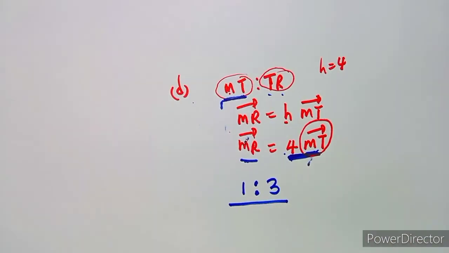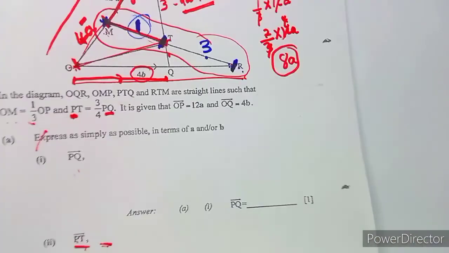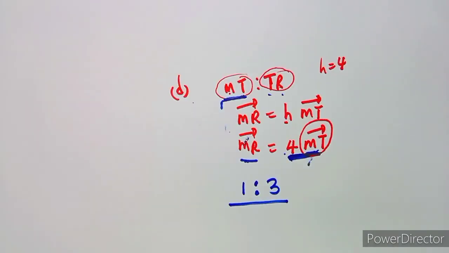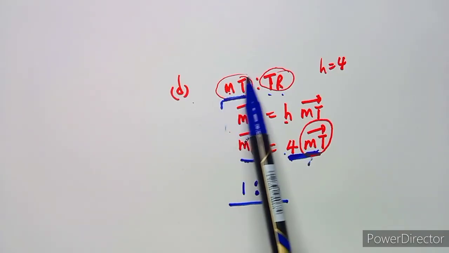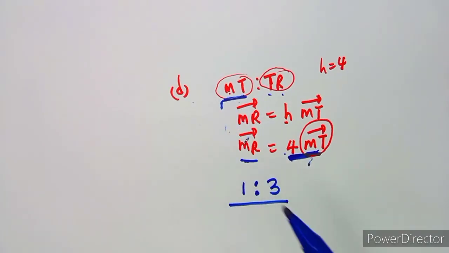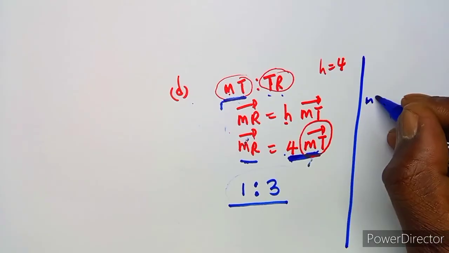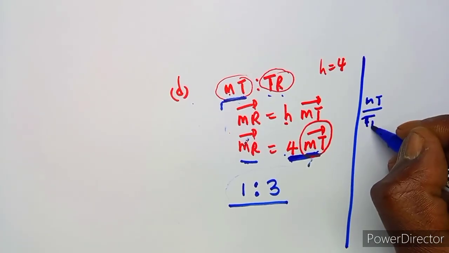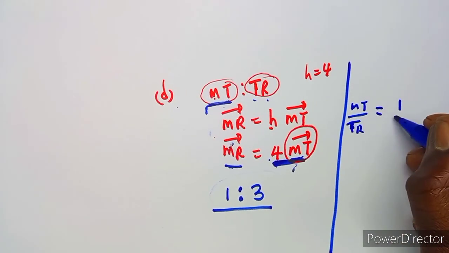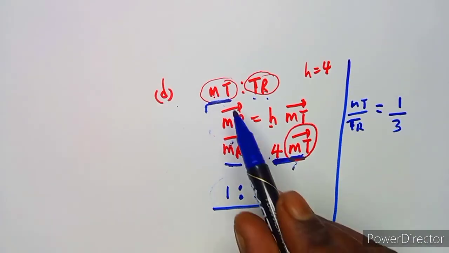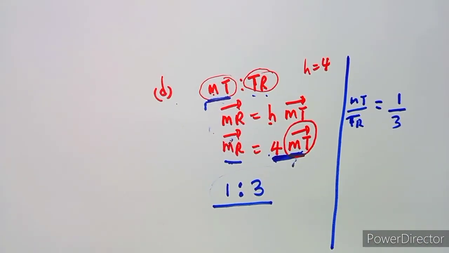So to answer this type of question, you have to relate back to the information that you were given. Is there any part that consists of these letters that you are given, but as a single ratio? Then you express the answer in terms of how you are given. If it was asked like this, MT over TR, you write it as a fraction, 1 over 3. If it is given this way, you answer the way that they have presented the ratio to you.